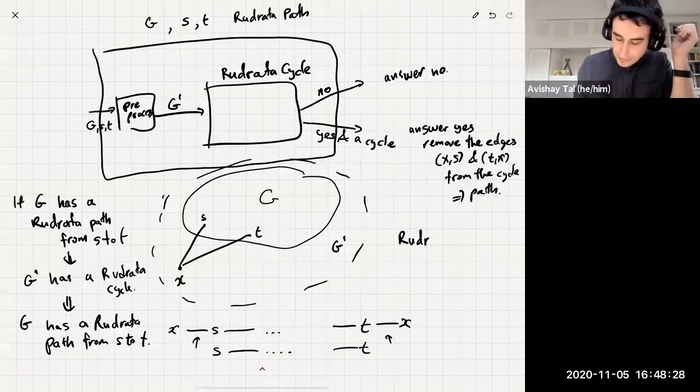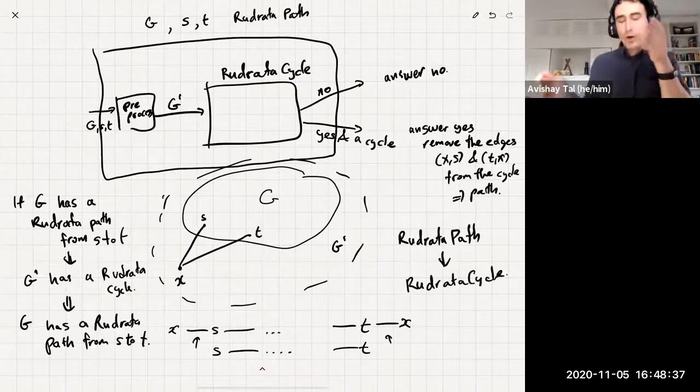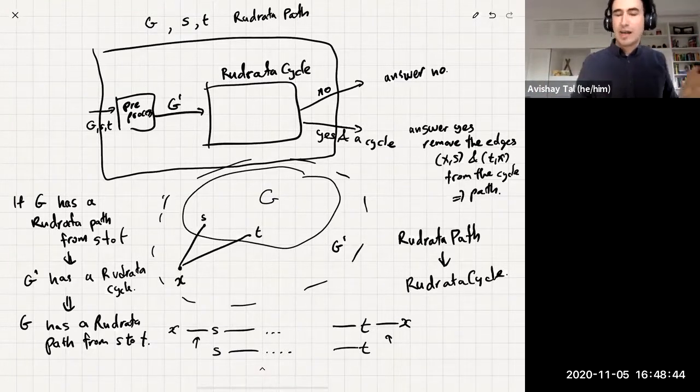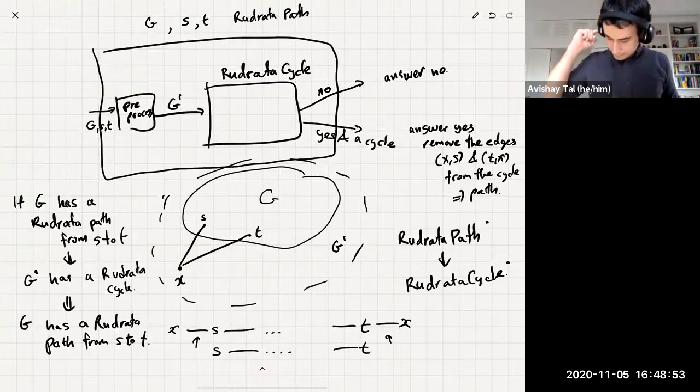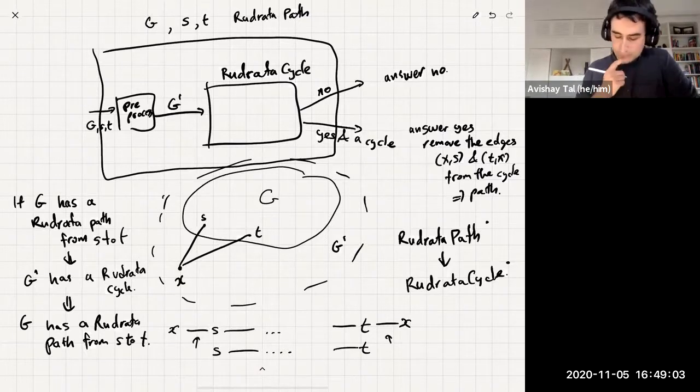So this shows us, right, we have this reduction from Rudrata path to Rudrata cycle. Now, if we also have an algorithm for Rudrata cycle, that's great, because then we'll get an algorithm for path. But unfortunately, we don't know an algorithm for each one of them. So what does it tell us? It tells us that this problem is at least as hard as this problem. So if we believe that this problem is hard, then this implies that the cycle problem is hard as well.